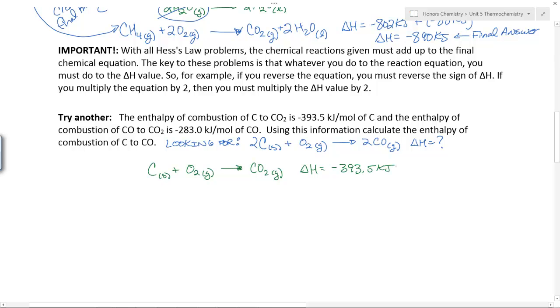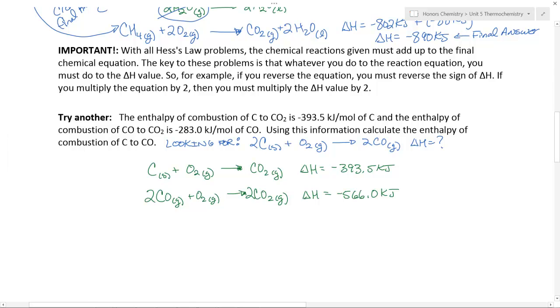Now we're going to write the next equation they gave us, which is when you take carbon monoxide and send it through combustion, so again with oxygen, to form CO2 gas. Again, we've got to balance it, so we need a 2 in front of the CO and a 2 in front of the CO2. You get an overall delta H for this reaction of negative 566.0 kilojoules. Now you might be wondering, where did I get the negative 566 kilojoules from?